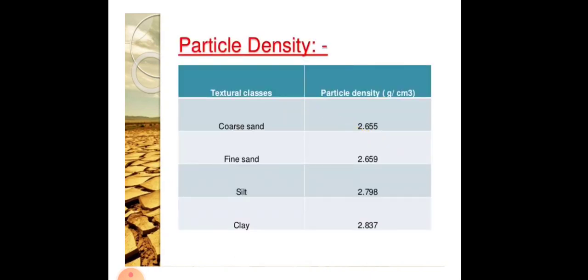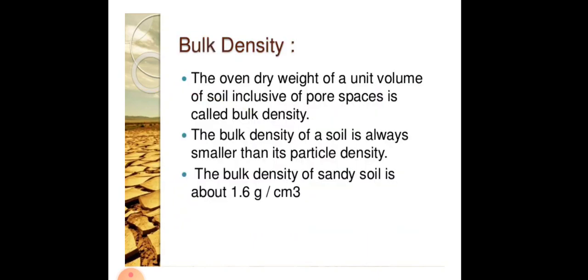In this chart you see that there is the type of texture and there is a particle density which lies between the 2.65. Then we go for the bulk density. We already discussed the bulk density, because while we are calculating the bulk density, we consider the total weight of the solid particles as well as the weight of the space present between the particles. So here we calculate total weight.